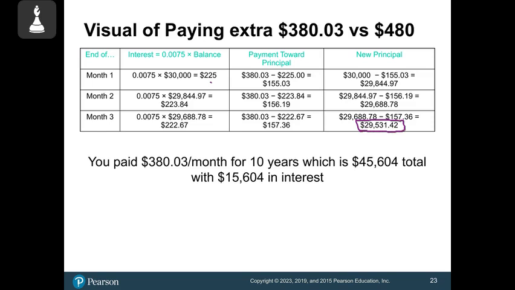Just some total values here. If you pay $380.03 per month for 10 years, you're going to pay $45,604 on that student loan, with $15,604 in interest. This is the example from before. So this is that same example we worked at a little bit earlier. The next slide is going to show what happens if I could pay it down faster.